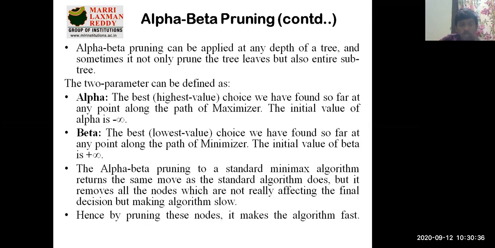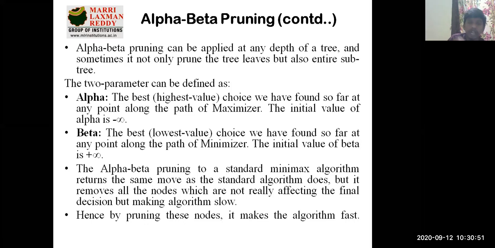Okay, so let's talk about what the alpha parameter is in alpha beta pruning. It is the best, highest value choice. When you talk about the min max algorithm, we talk about maximization and minimization. With respect to that, alpha is choosing the maximum value in your tree, and beta is choosing the minimum value in your tree. That's how we'll try to understand and compare these two algorithms. So you need to keep this in mind.